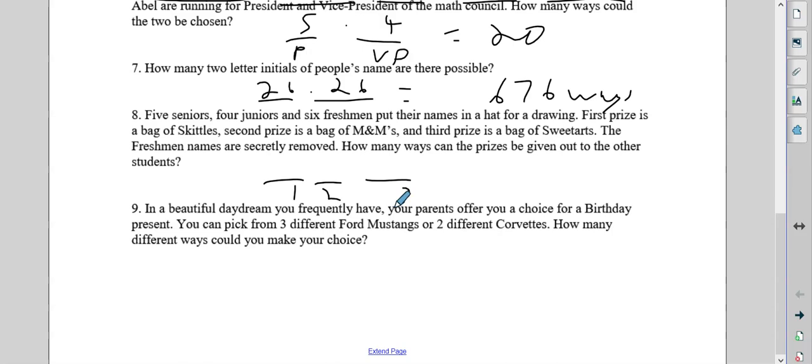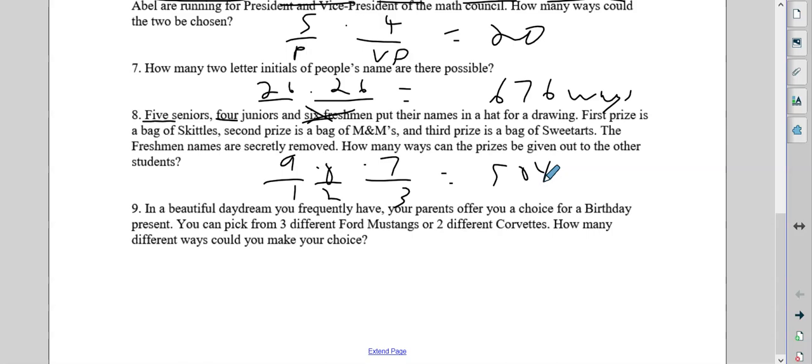So, if you look at this, we have 5, 4, and 6. So we have 15 names. But they secretly took out the freshmen. Sounds like something seniors and juniors would do. Which leaves only 9 people. So there's 9 people for first place. After that person is chosen, it's like we've already taught before. That leaves 8 people here and 7 people here. Multiply those 3 numbers and you get 504.